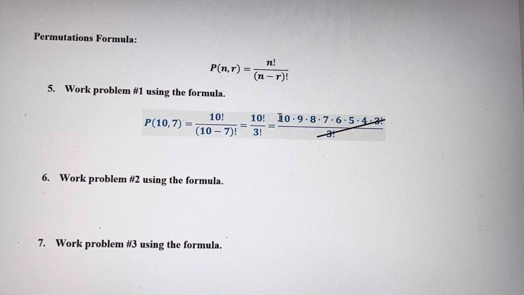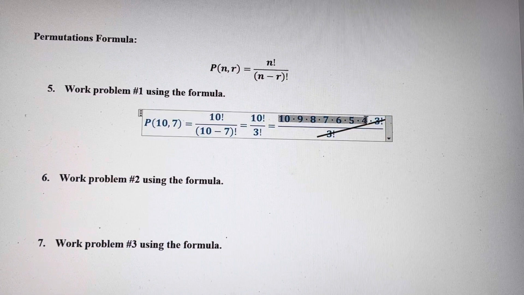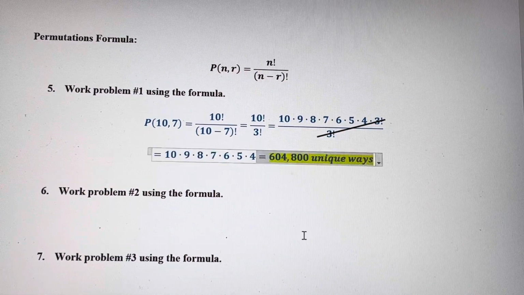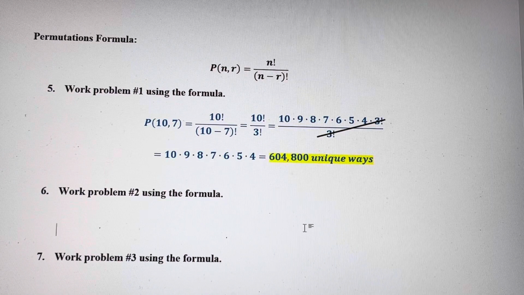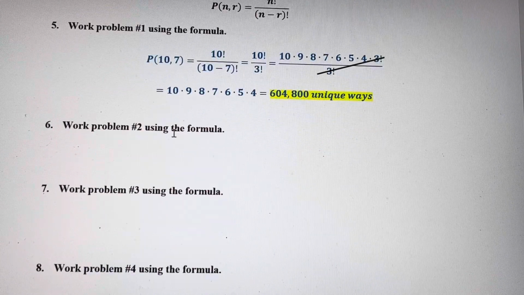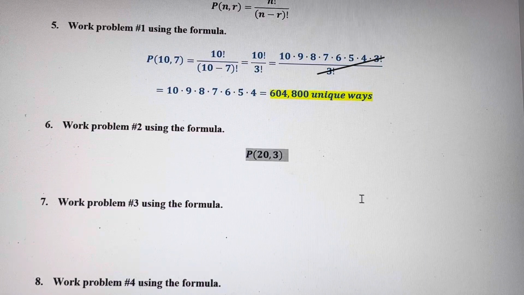If you'll notice here, this is exactly what we ended up with when we did the counting principle. You might think, well, why am I using this formula? Because I can just use the counting principle, and that's true. But understanding this formula, and then when I show you how to use the calculator, we just need to understand how those go hand in hand. So we get the same answer, just get to it a little bit different way: 604,800. I'm going to go through these last 3 pretty quickly.